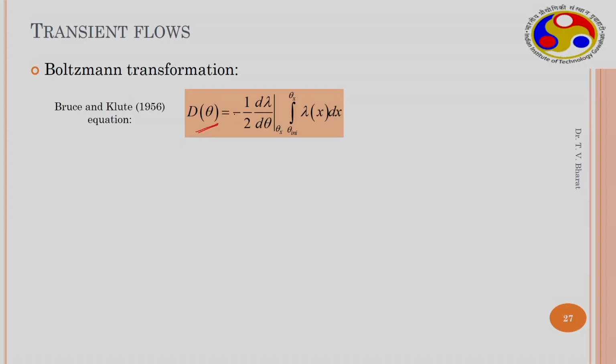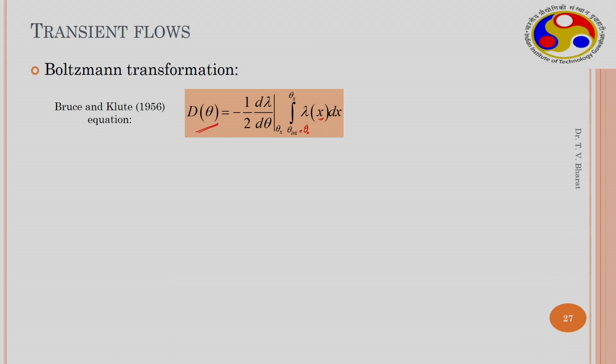Here the diffusivity is equal to minus half times d lambda by d theta at theta x. Earlier I would have written theta I, that is at a given point, into the integral from theta initial value, that could be 0 or something, theta naught, to theta x, that is at any given point, and lambda of x dx. Here x is an integration variable.